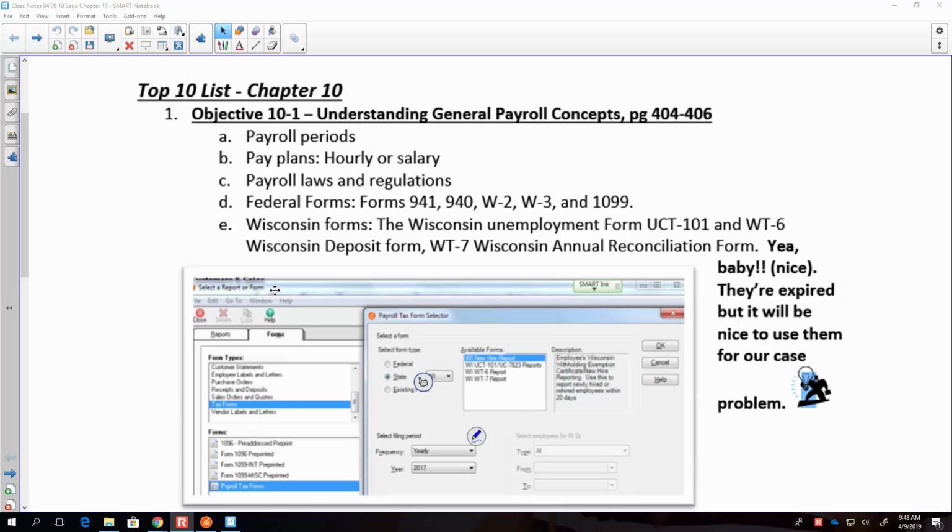Chapter 10 is our last SAGE chapter we'll cover in this book. Not that the others are not important. Chapter 11 is job costing. Chapter 12 is partnerships and corporations. But at this point, we've got to worry about net solutions and getting that completed. So we stop at chapter 10.